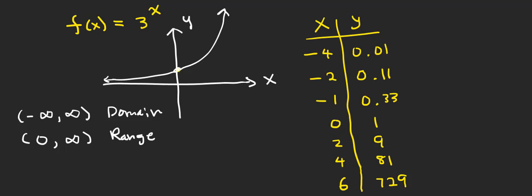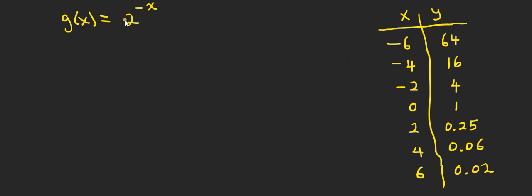What about the y-intercept? Y-intercept is going to be 0, 1. That's the y-intercept. And we don't have an x-intercept. Now let's see what g of x equals 2 to the negative x looks like.